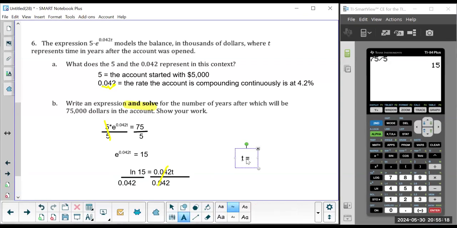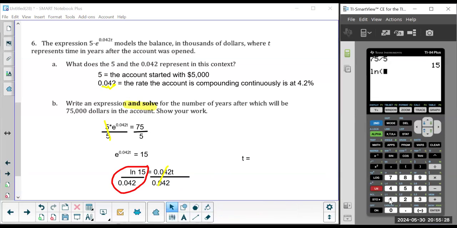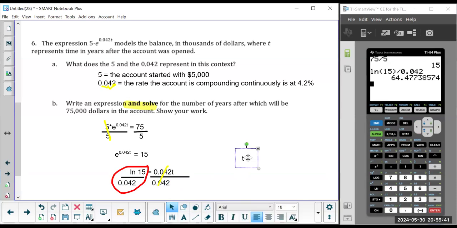So T will equal, and then in my calculator, I'm gonna put this whole thing in all at once. You could do it in separate steps. That's fine if you want to. I just didn't feel like doing it in separate steps, so I'm going to do it all at one time. And there we go. We get 64.4773. So T equals 64.4773, and the 3 makes the 7 stay the same. And then don't forget the units. We're talking about how long it will take to get that much in years. All right, that's questions 5 and 6.